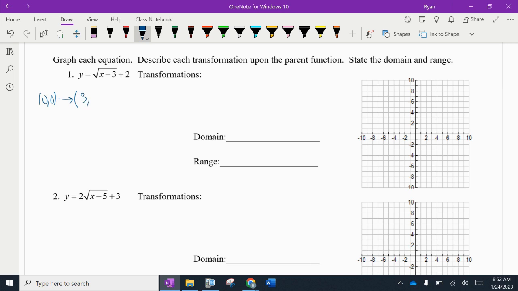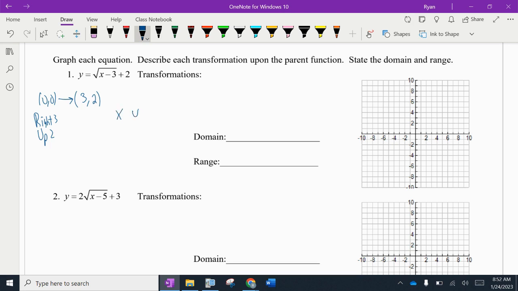Also, the +2 is outside of the square root, and we do what it says to the y. So as far as the transformations go, all of the points are going to go right 3 and up 2. There's no number multiplied in front of the square root, so it's not going to stretch it at all. It's not going to flip it upside down or anything. This is the only thing that's going to happen.